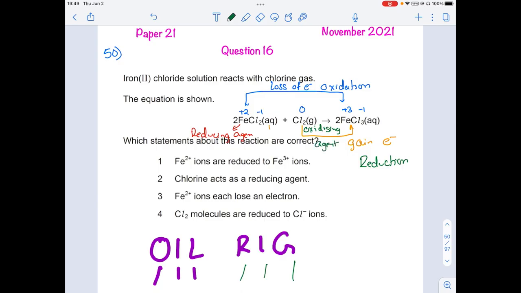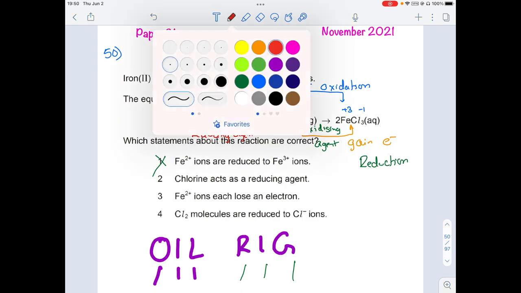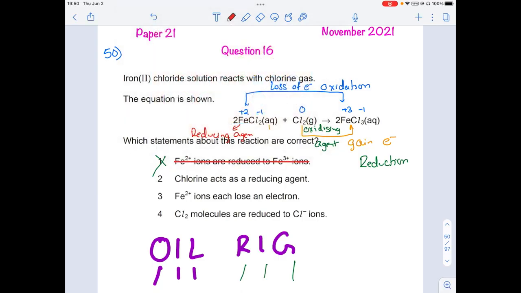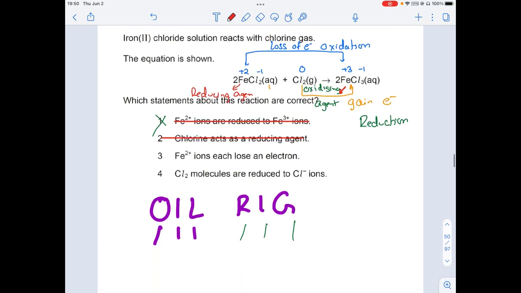Now we shall read the question options. Fe+2 are reduced. So no, Fe+2 has undergone oxidation. So the first option is wrong. It is not reduced, it is oxidized. Chlorine acts as a reducing agent. We know that chlorine is acting as an oxidizing agent. So the second option is also wrong. If the first option is wrong, the second option is wrong.